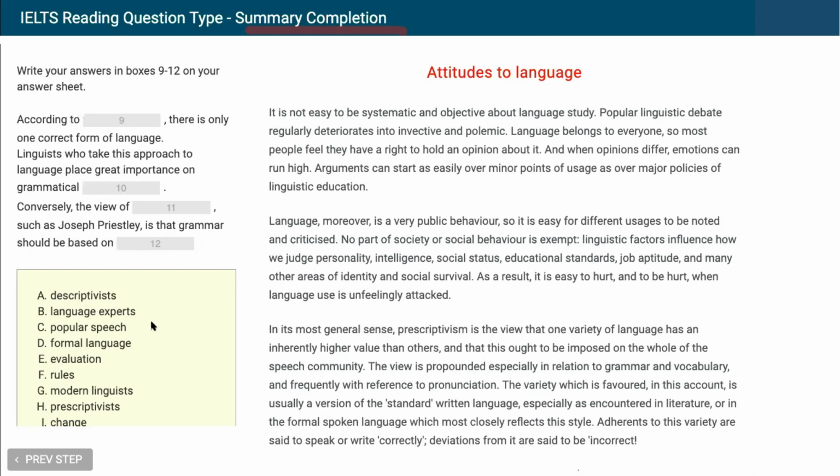And of course, don't be surprised if the answers take on different forms than what is presented in the passage. So let's just say that descriptivists is included in the passage, but it's included in its singular form. Now keep in mind that since we are provided with a word bank, we won't have to write out the words. We'll just have options from A through I, and we'll just have to write the letter. This is included in our instructions.